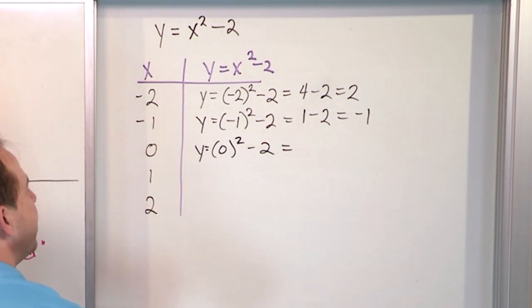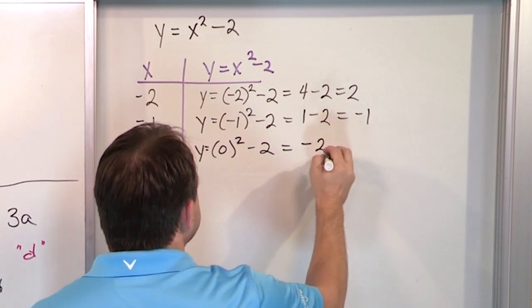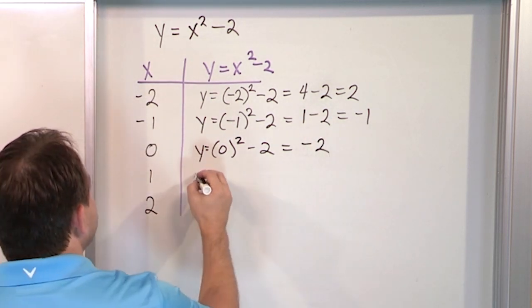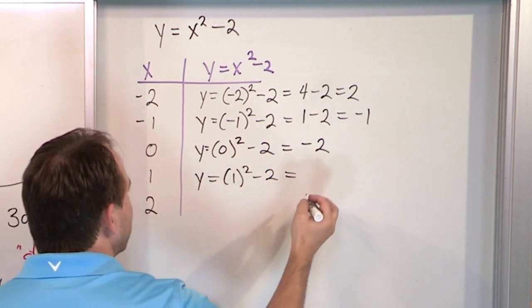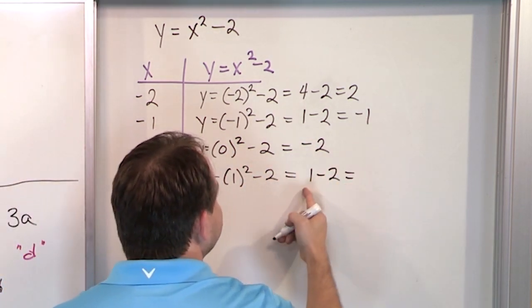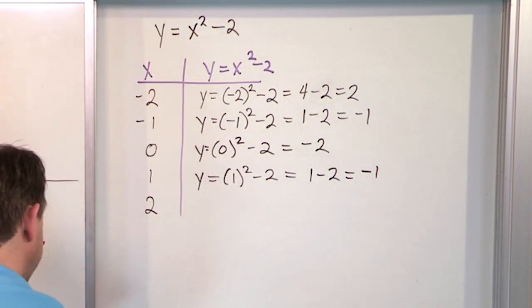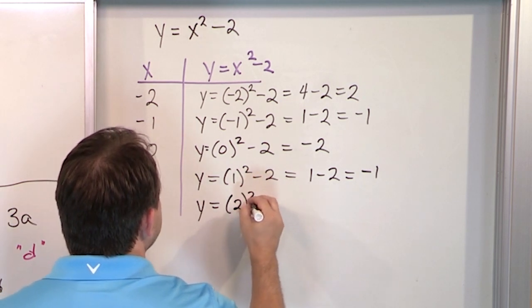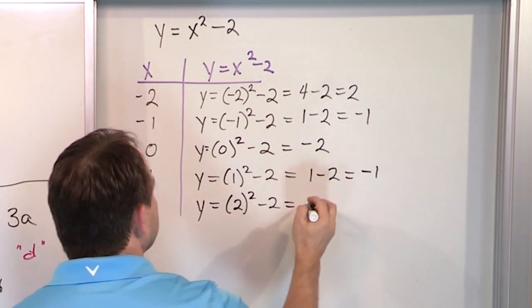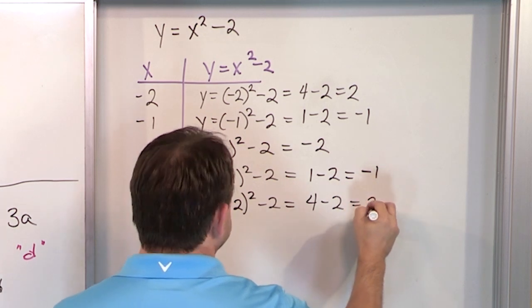0 squared means 0 times 0 gives you 0, minus 2 gives you -2. And then you put a 1 here, 1 squared minus 2. 1 times 1 is 1, so it's 1 minus 2. And you subtract this, you'll get -1. And then 2. We'll stick this guy in here, 2 squared minus 2. So you'll get 2 times 2 is 4, minus 2 is 2.